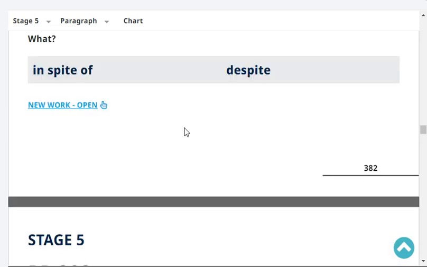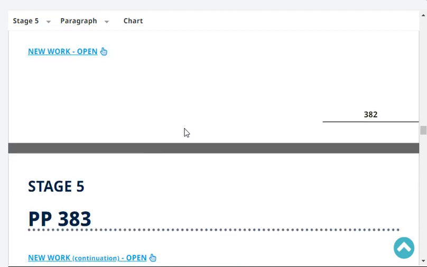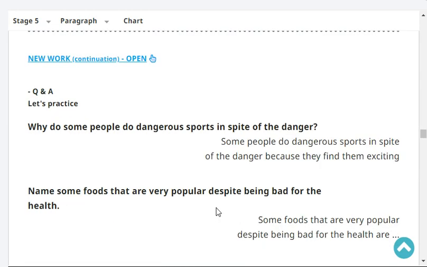What did you throw away? I threw away my wallet. Very good. Why do some people do dangerous sports in spite of the danger?